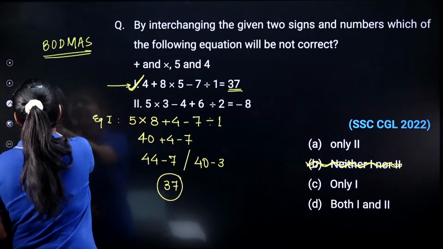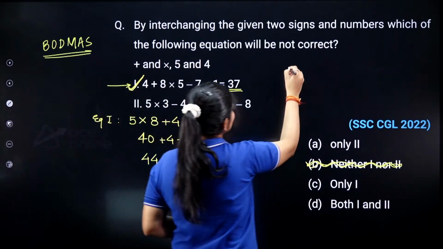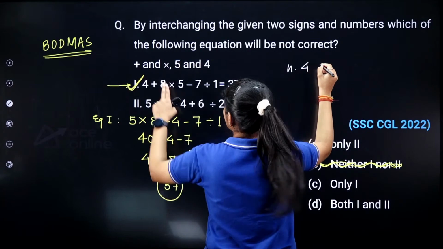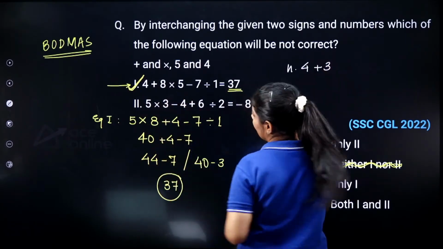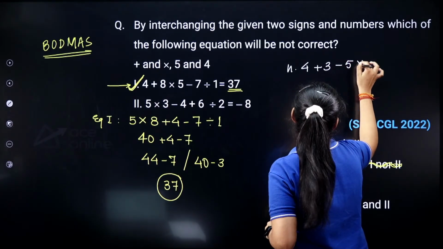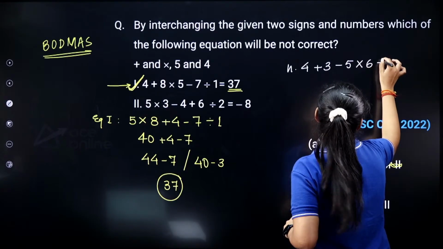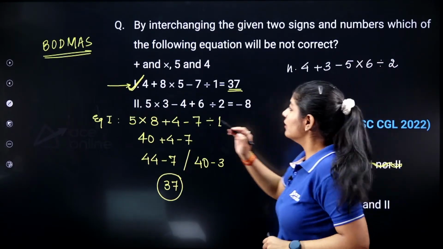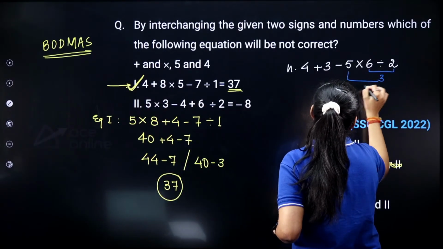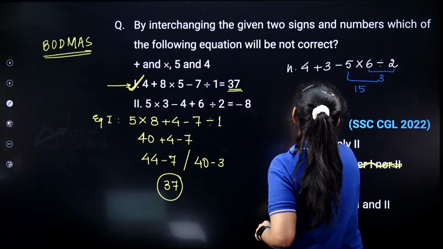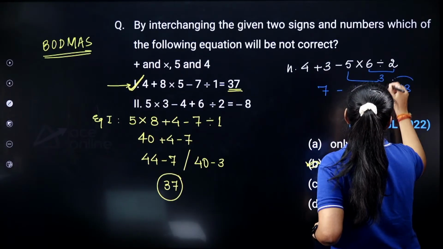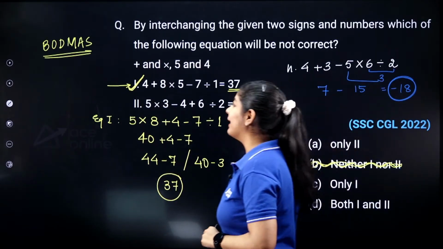Now let's check the equation number 2. The equation number 2 says 15 into 3, that means 4 plus 3, and after that we have subtraction 5. After that, plus is changed into 6 and divided by 2. So this will give me 3 and this will give me 15, and here I have 7. 7 minus 15, I am getting minus 18 over here.